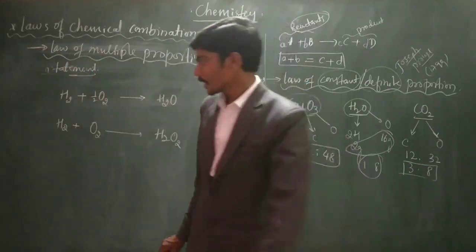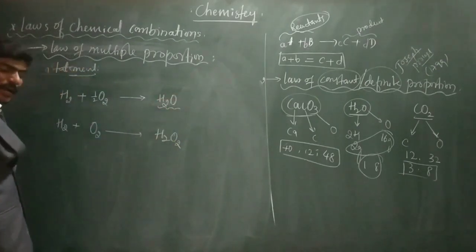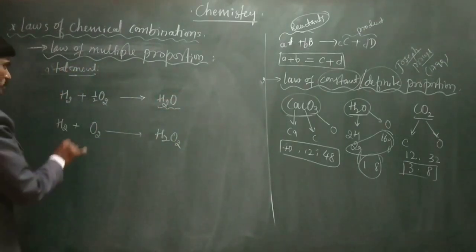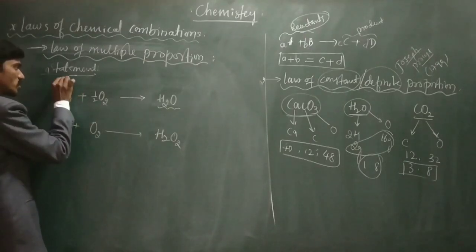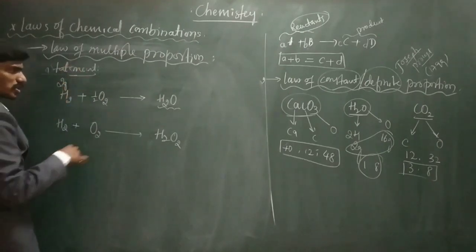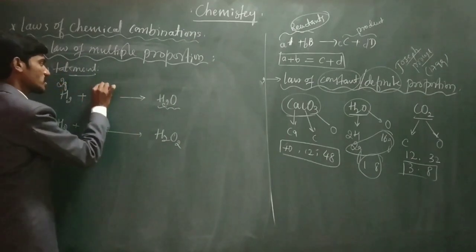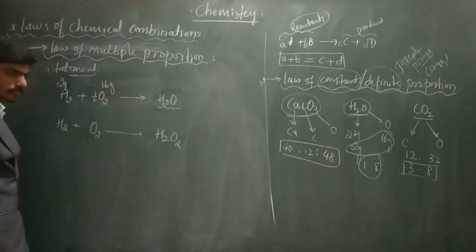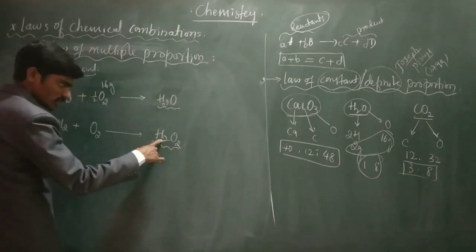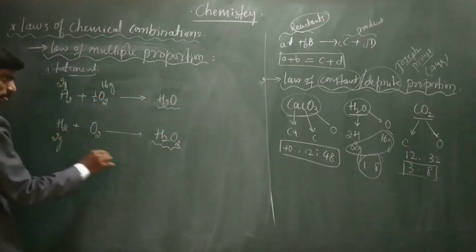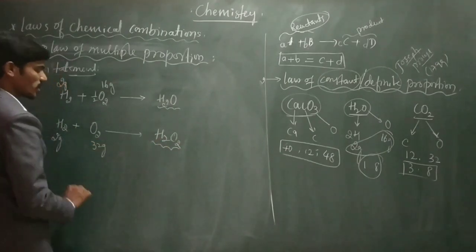Now see here. In water, how many hydrogens are there? 2 hydrogen. That means 2 grams of hydrogen is reacting. How much oxygen? 1 oxygen, so its mass is 16. Now in the second product, H2O2, how much hydrogen is there? 2 grams. How much oxygen? 2 oxygens, so 32 grams.